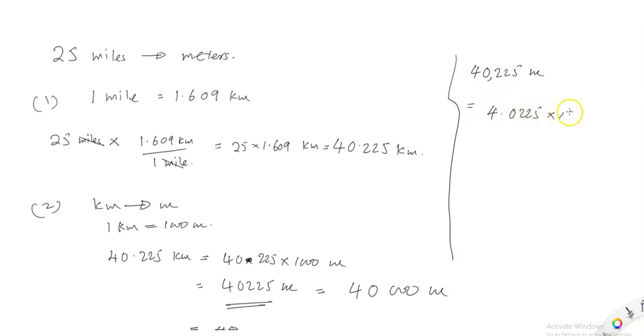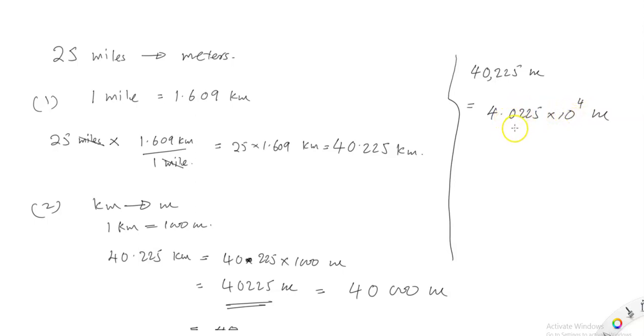4.0225 times 10 to the power 4. Right? This is how we write numbers using scientific notation, right? So I have 40,225. So put the decimal point right after the first digit and then count how many digits after that: 1, 2, 3, 4, and then write it down as 10 to the power 4.